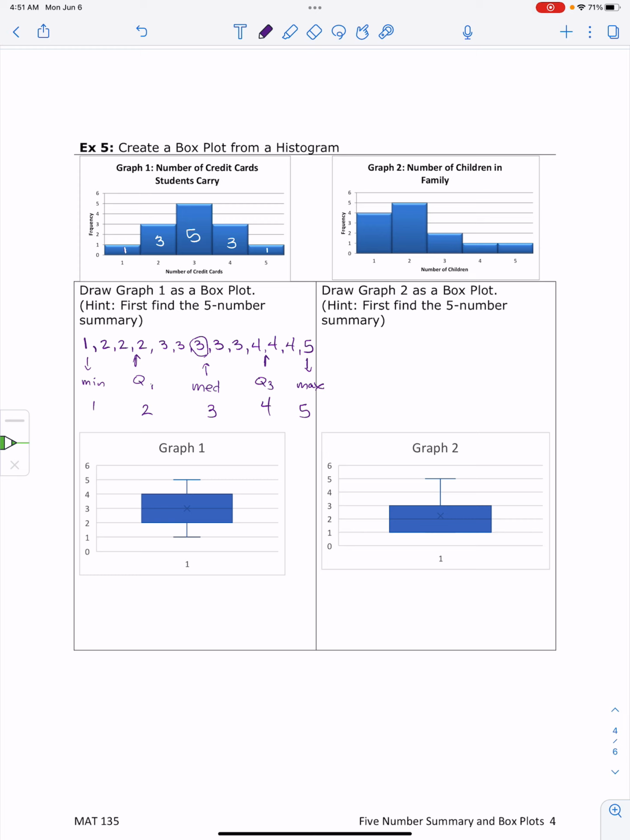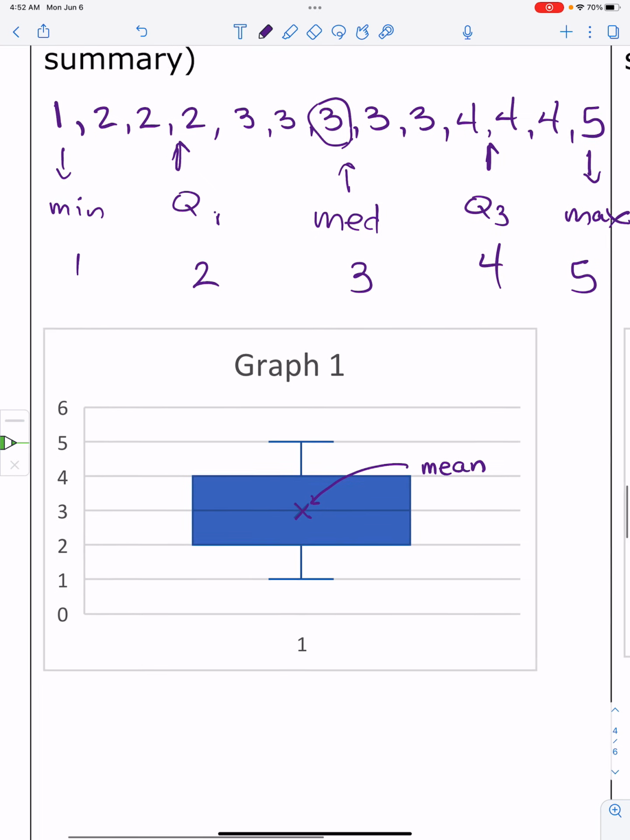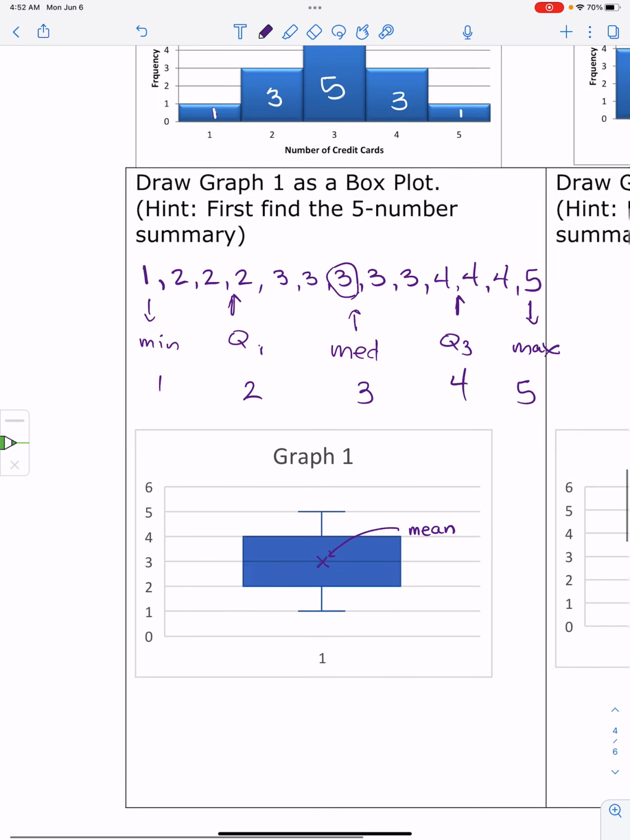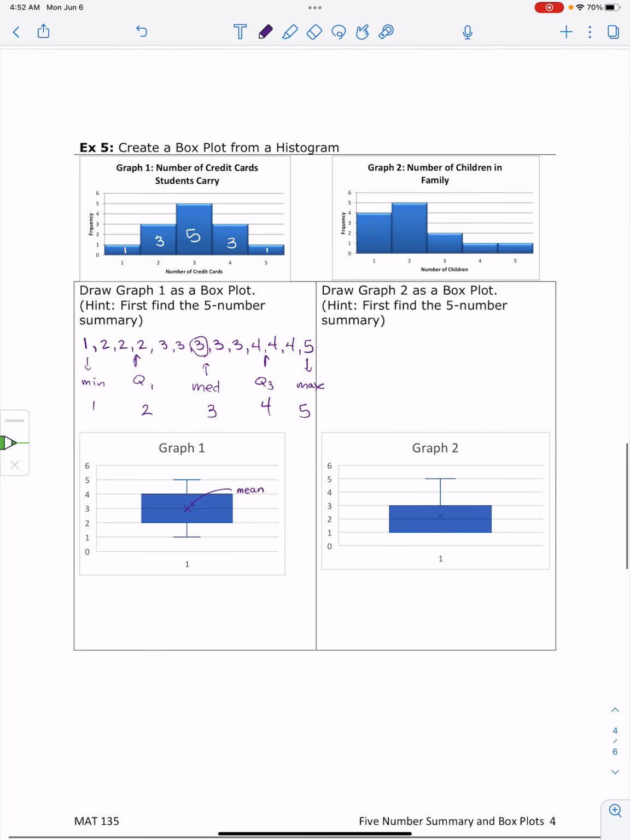So you notice in the graph, I have that bottom whisker starting at 1. My Q1 is 2. My median is 3. Notice here you see this little X in the graph. That is Excel's way of telling you where the mean is. So here this is symmetric. My mean and my median happen in the same place. I have a Q3 here at 4, and then my max up here at 5. Okay. There is the box and whisker plot for that symmetric normal distribution.